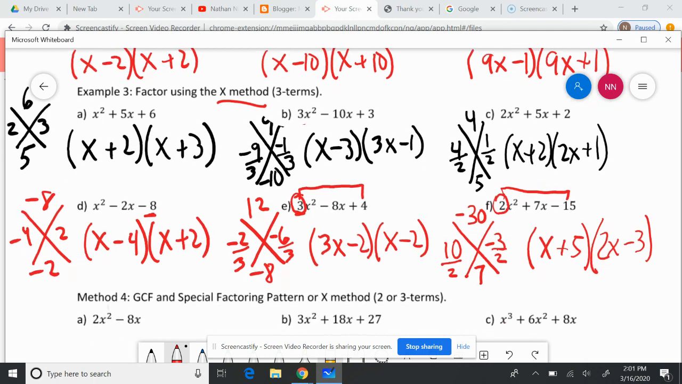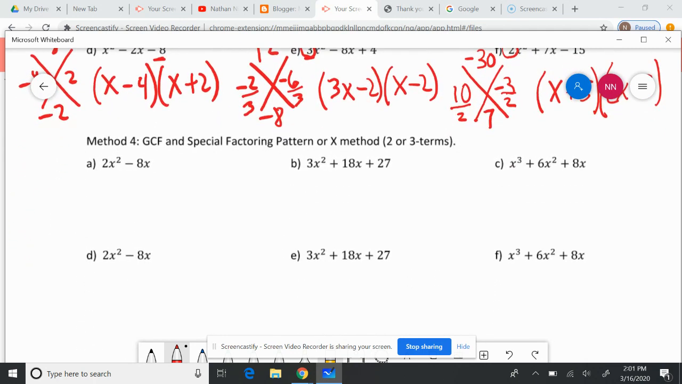That brings us to our fourth method. And for our fourth method, we could either have 2 terms, or what we could do is we could have 3 terms. Because the answers are the same, we're not going to do D, E, and F. We're just going to focus on A, B, and C.